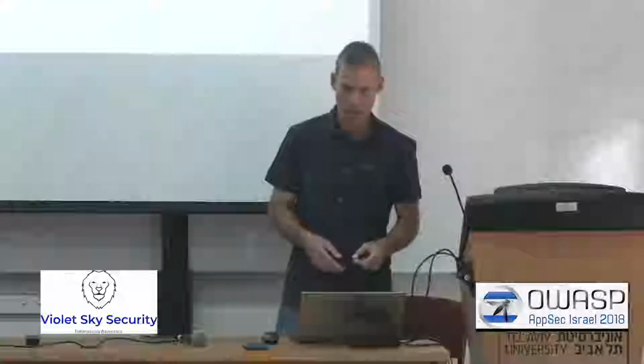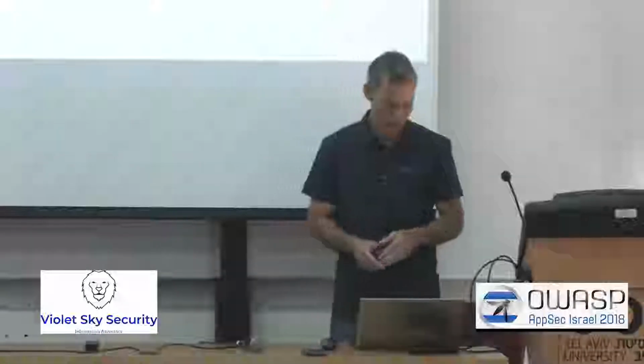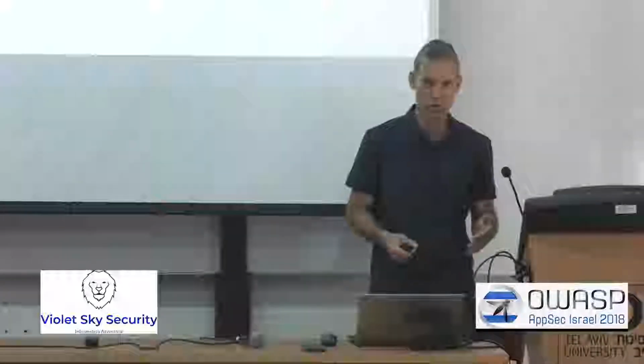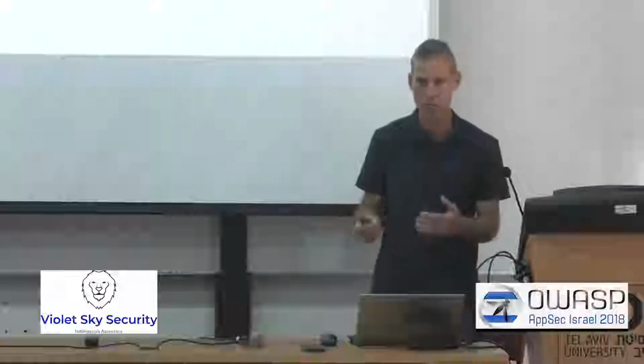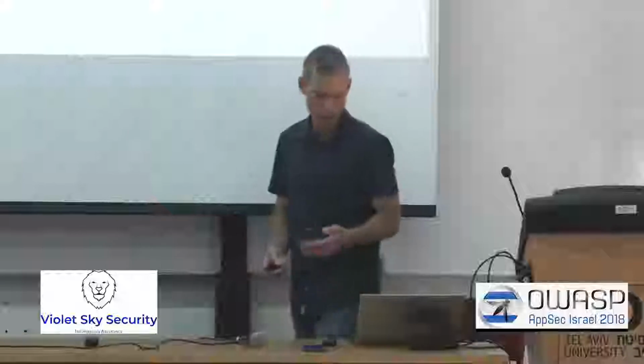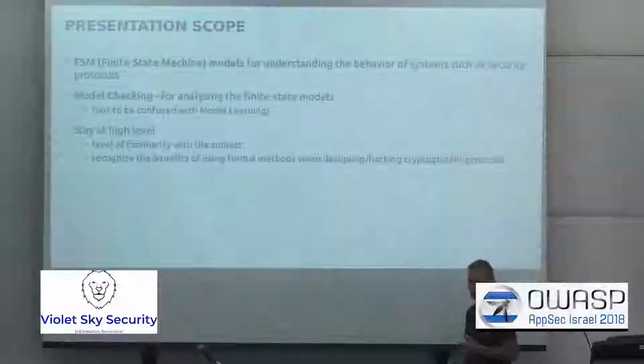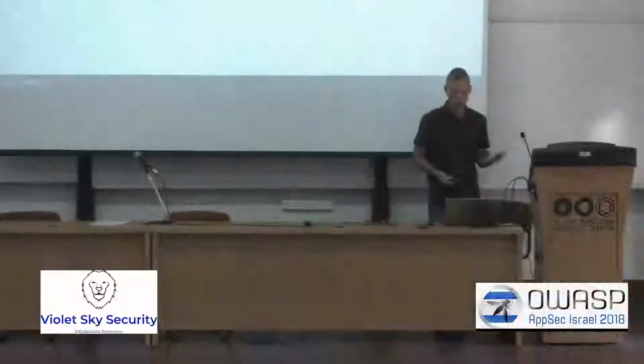So the scope for the presentation: the scope of this field of provable software and formal method is huge. We stay at a very high level here. This is only to show you so you can be familiar with the subject. If you want to learn more and to go further with this, I'll be happy to help later on. And so you can also recognize the benefits of using formal methods in order to test, design, or even hack, if you want, protocols that look very safe, like the one you just saw.